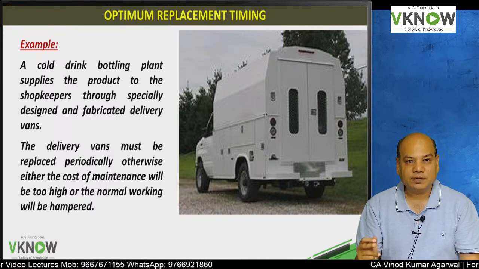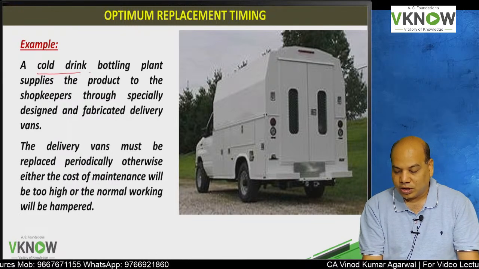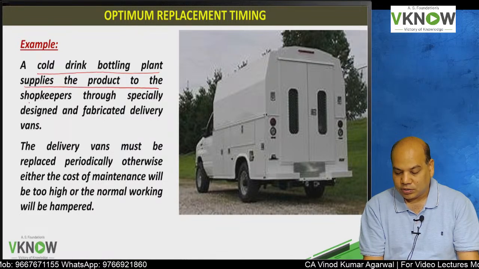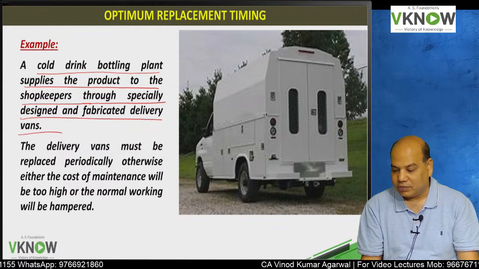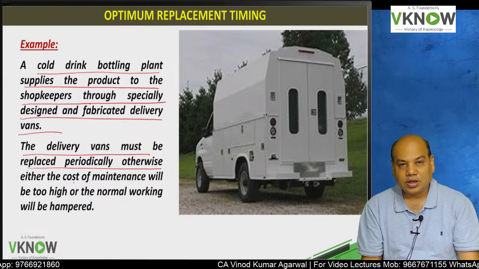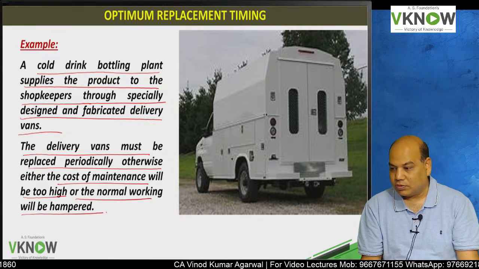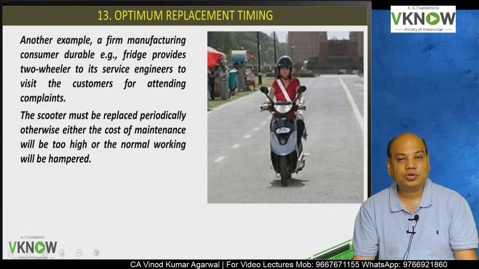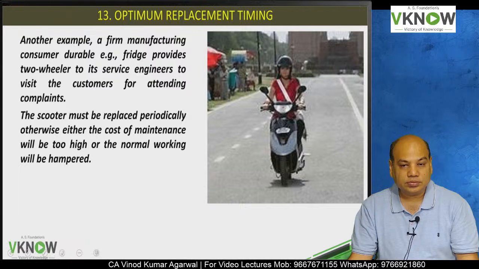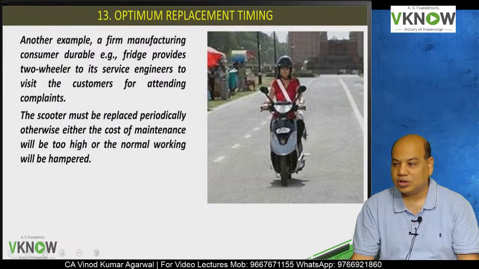If the objective is benefit maximization, choose the highest option. One more example is a cold drink bottling plant that supplies the product to the shopkeepers through specially designed and fabricated delivery vehicles. The delivery vehicle must be periodically replaced, otherwise the cost of maintenance will be too high or the normal working will be hampered. So such companies cannot afford to delay, cannot afford to hamper the customer service because their reputation is at stake.